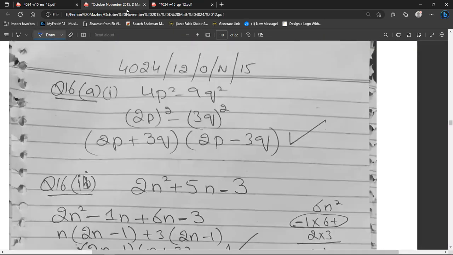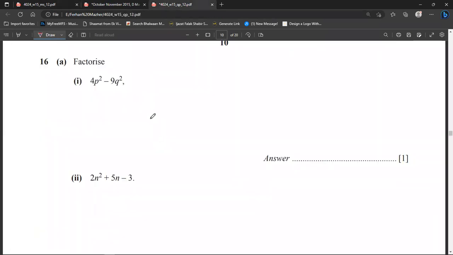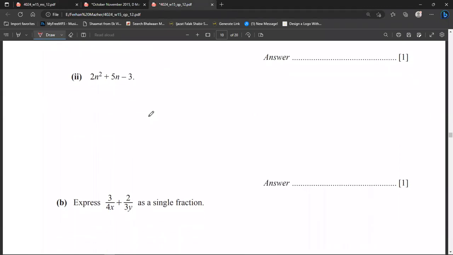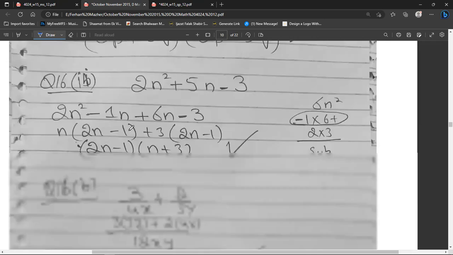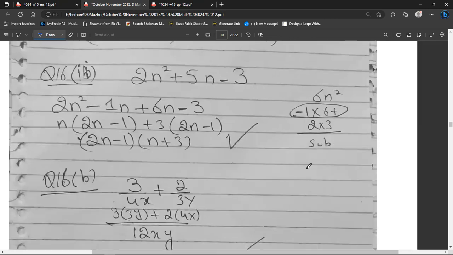So here we have it. Then we have question number 16a, second part, where we have 2n square plus 5n minus 3. So I will multiply the extreme terms, so I will get 6. I will note down the factors of 6 and do the middle term breaking. The factors of 6 are 1 and 6, and 2 and 3.